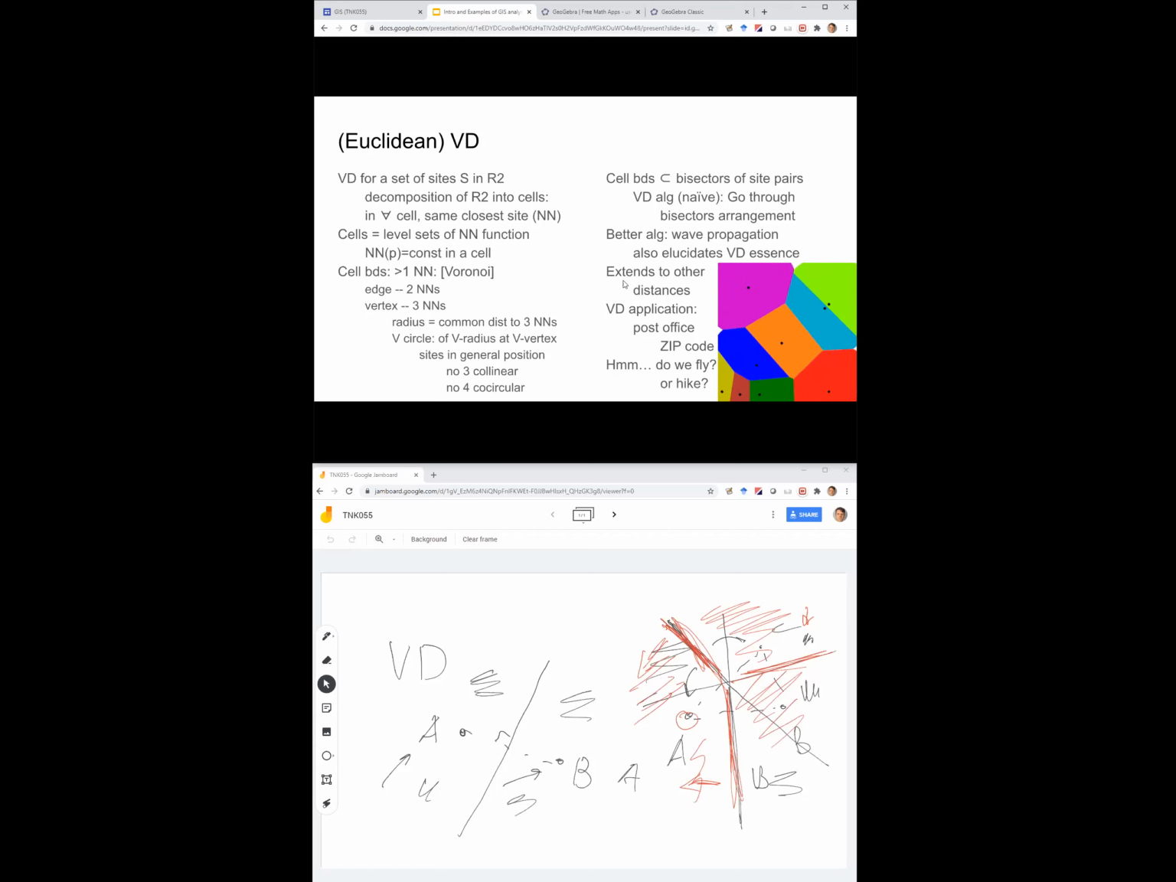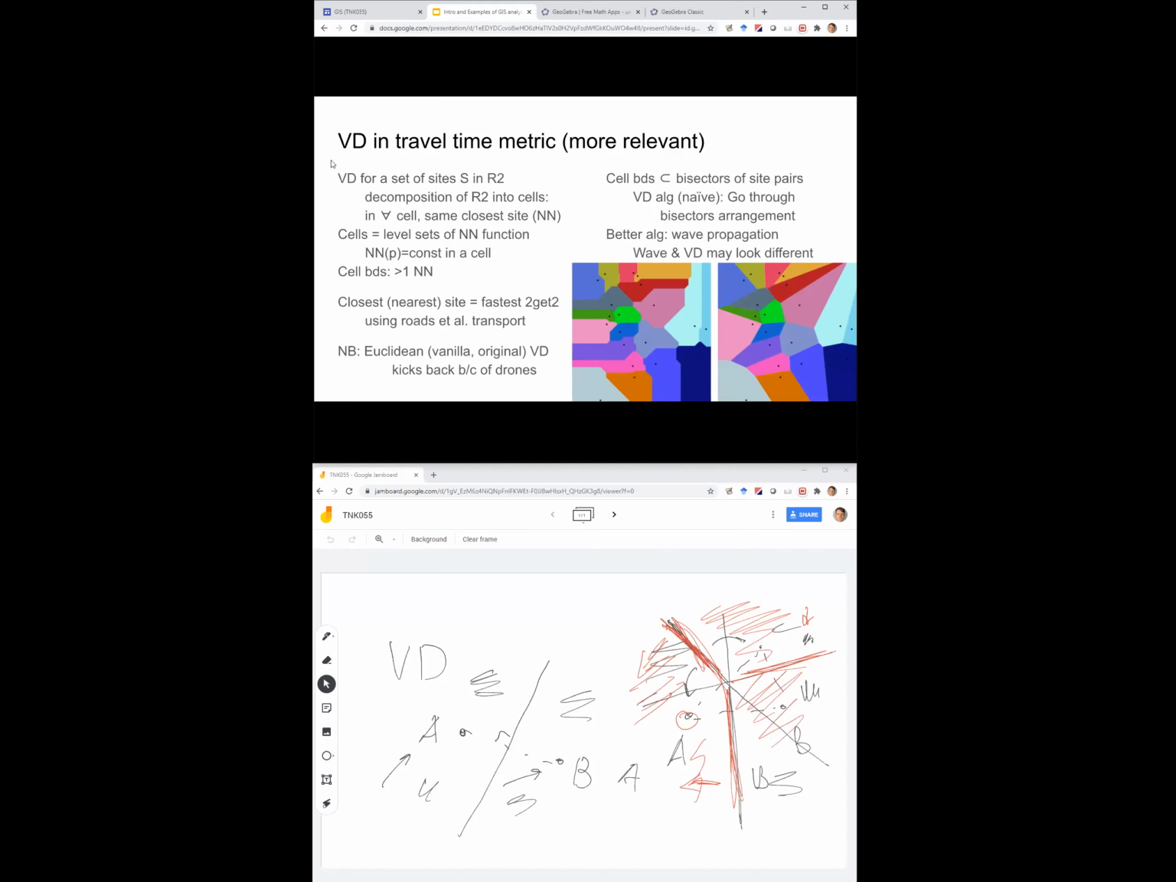Okay, so we were looking at the Voronoi diagram in the simplest case of Euclidean distance, just the standard distance in the plane. But really, when we are talking about travel time from the post office to assign zip codes, or about shops or emergency stations, we don't really fly. So maybe what is more important is to take into account a different distance, maybe not Euclidean distance, but some other kind of distance. And yes, you can define the Voronoi diagram in the so-called travel time metric.